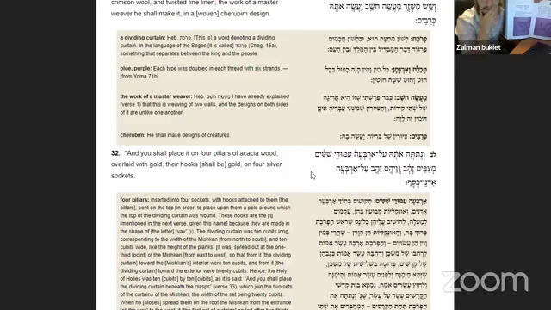And you should place it onto 4 pillars of acacia wood, mitzufim zahav, overlaid with gold, vaveyem zahav. Their hooks were also gold, al arba adnei kasef, on 4 silver sockets.